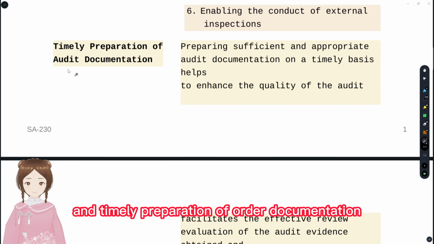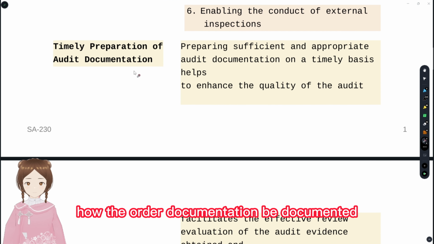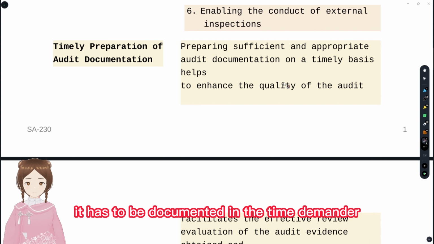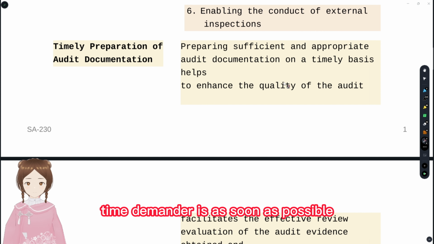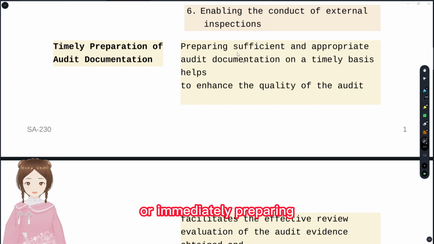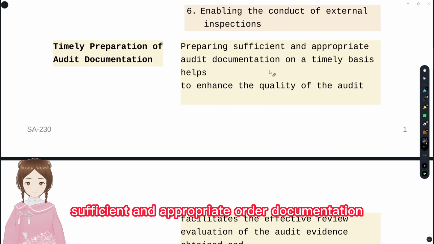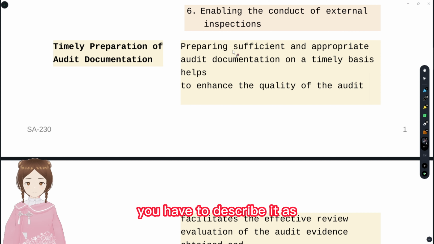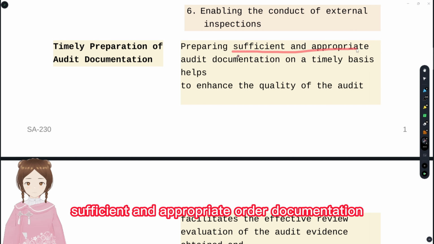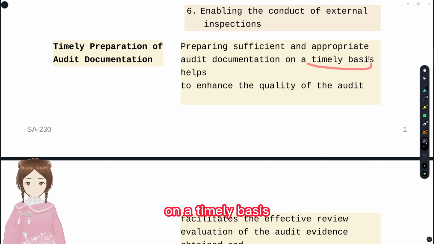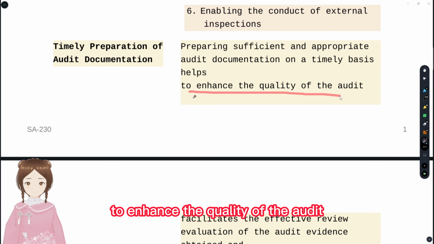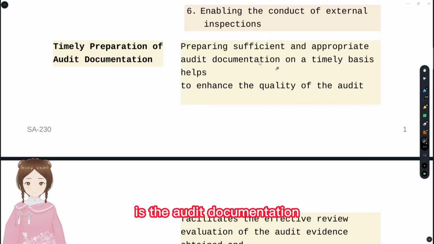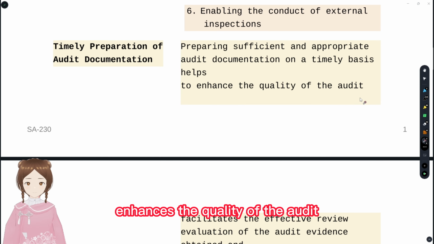And timely preparation of audit documentation. How should the audit documentation be documented? It has to be documented in a timely manner. Timely manner is as soon as possible or immediately. Preparing sufficient and appropriate audit documentation. Whenever you have to describe audit documentation, you have to describe it as sufficient and appropriate audit documentation on a timely basis to enhance the quality of the audit. You see, audit documentation enhances the quality of the audit.